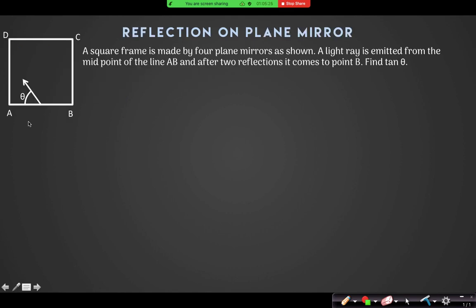Now reflections on plane mirror, we will solve few questions on it. Like this question you can take, that a square frame is made by 4 plane mirrors. These are the 4 plane mirrors you can see, and a light ray is emitted from the midpoint of the line AB. After 2 reflections, it comes back to point B. Find the angle, tan theta.